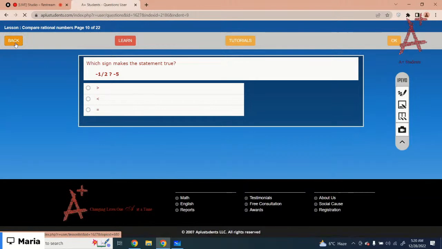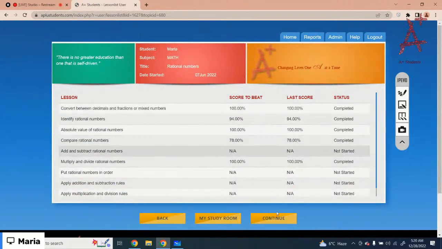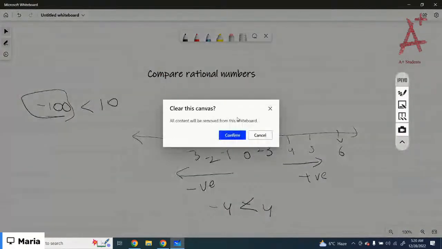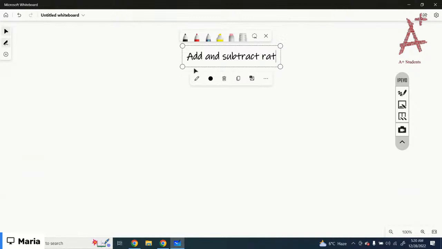Okay, you can complete the test by yourself later today. Let me just move on to the next lesson. The next lesson is add and subtract rational numbers. Let's start with the next lesson, that is add and subtract rational numbers.